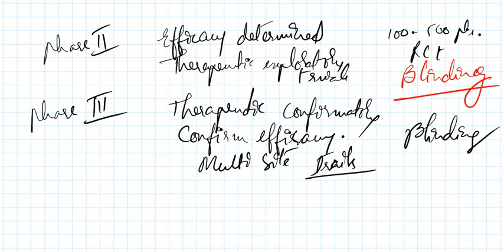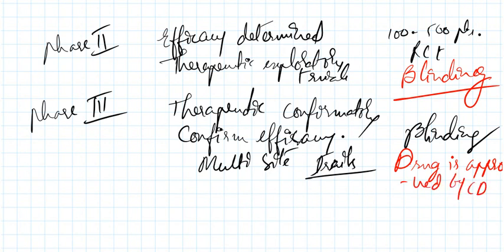And the main important point of phase 3 is that the drug is approved by CDSCO and/or FDA and marketed. So drug marketing is done in the phase 3 trial. The drug is approved in phase 3 trial. It is approved by CDSCO or FDA, Food and Drug Administration.